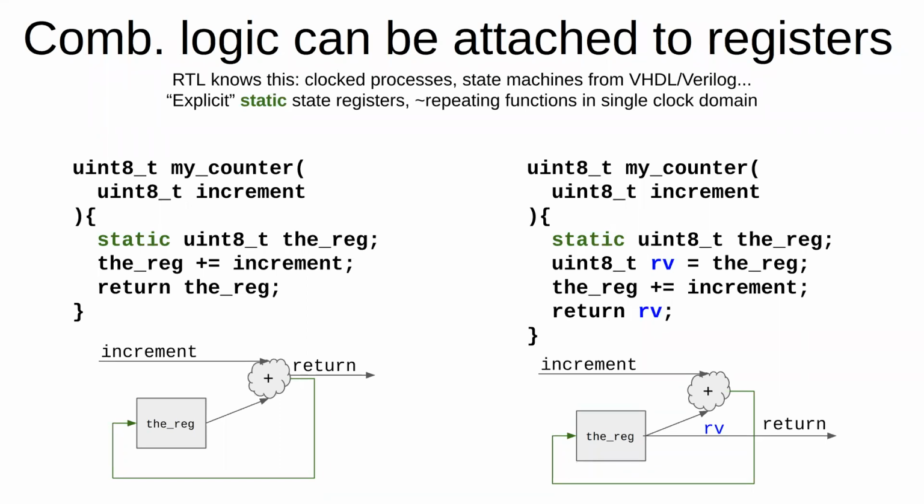And so in this way, you can have input registers, output registers, combinatorial logic in between those, anything you want. It's just a matter of declaring what's a register and doing combinatorial logic around it. Righto.